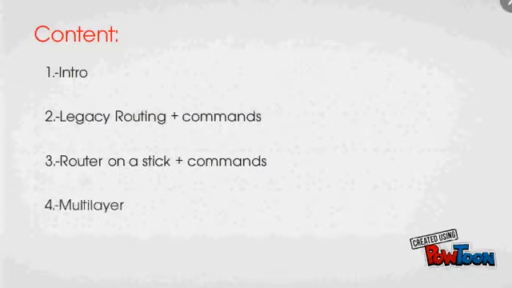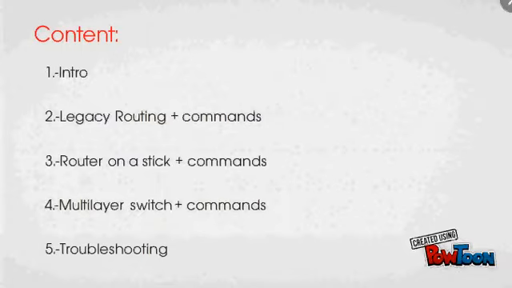The content of this chapter is the following. Number 1, Introduction. Number 2, Legacy Routing. Number 3, Routing on a Stick. Number 4, Multi-layer Switch. Number 5, Troubleshooting.